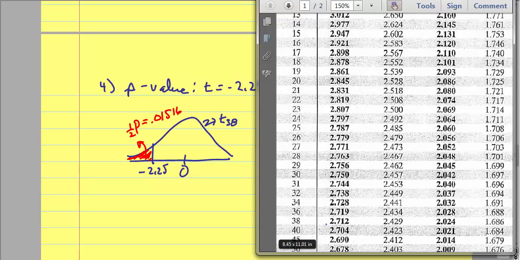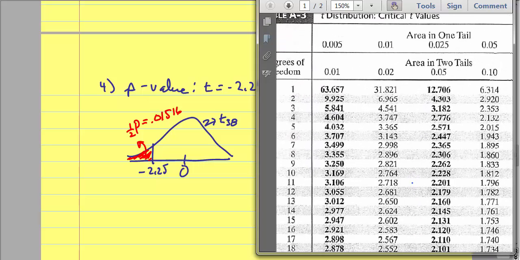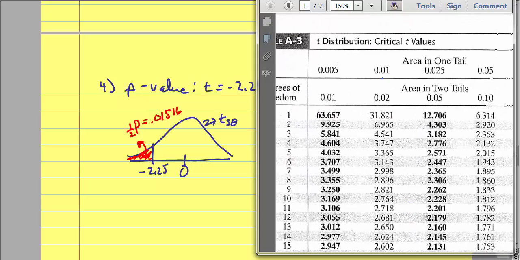So I would like to look through here, and I'd like to get the closest I can to 2.25. I think it's somewhere in between 2.024 and 2.429. So the best I can do for my p-value using the tables is it's between these two values. Now if I look up here, that tells me my p-value is somewhere between 0.01 and 0.025. And that's the best I can do.